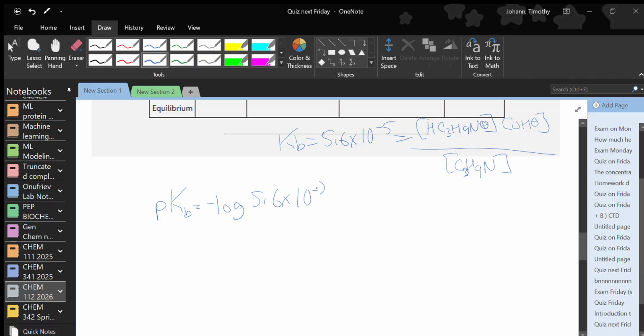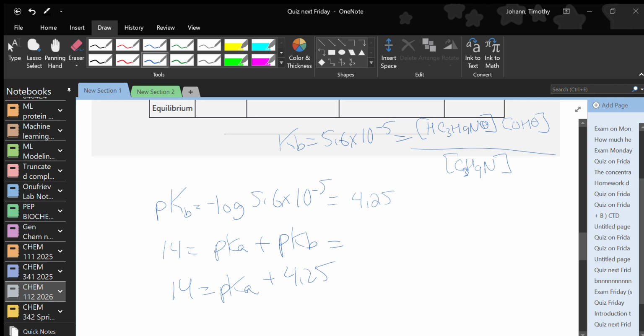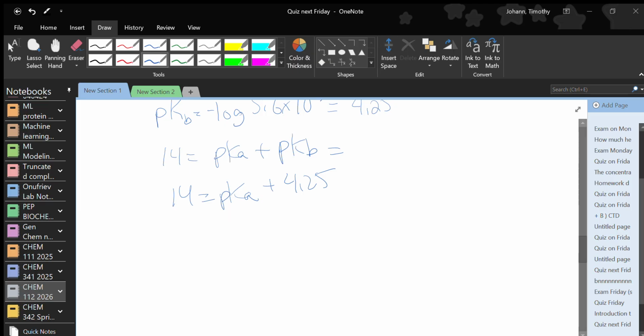5.6 times 10 to the negative fifth. I'm going to go ahead and put that in the calculator that I am used to using. And so I've got a pKb is 4.25, okay? And if you remember, our 14 is equal to our pKa plus our pKb. So 14 is equal to pKa plus 4.25. That's pretty easy. I can subtract 4.25 from both sides, and I get 9.7.